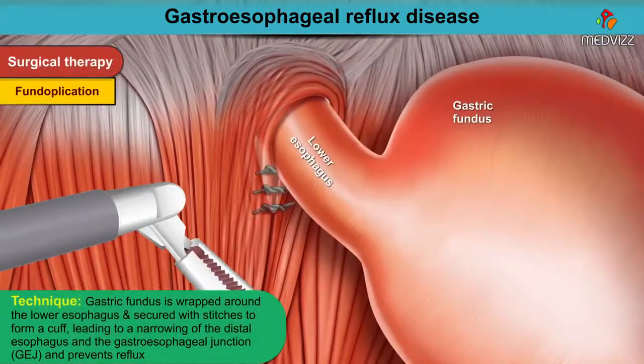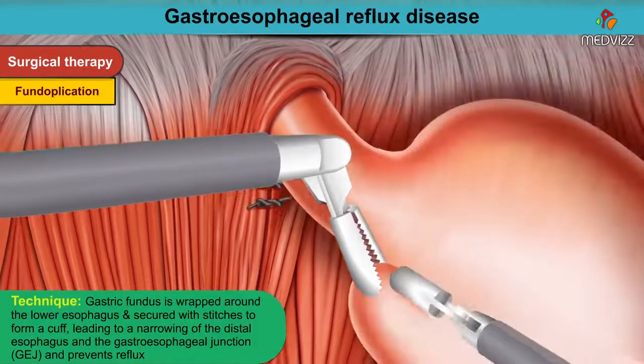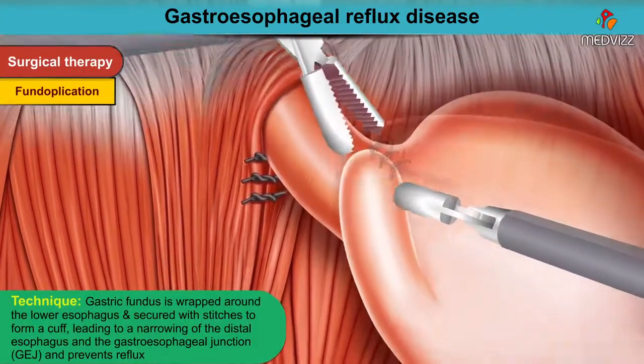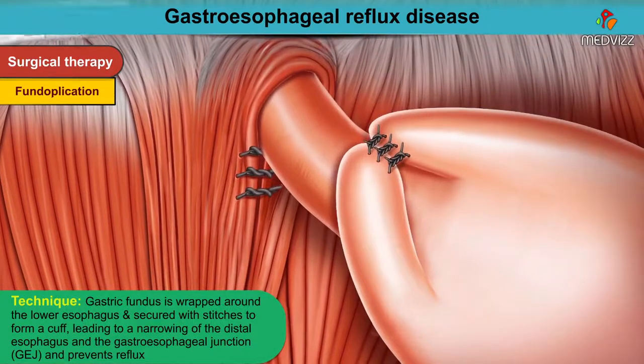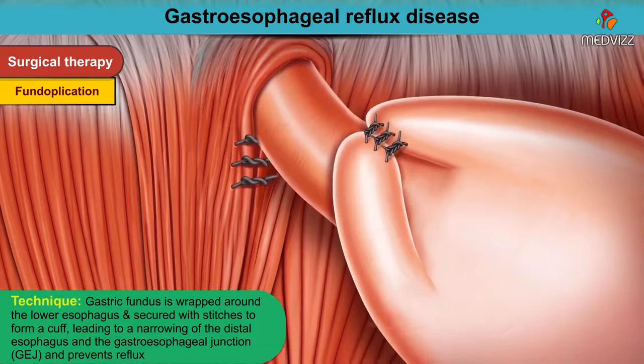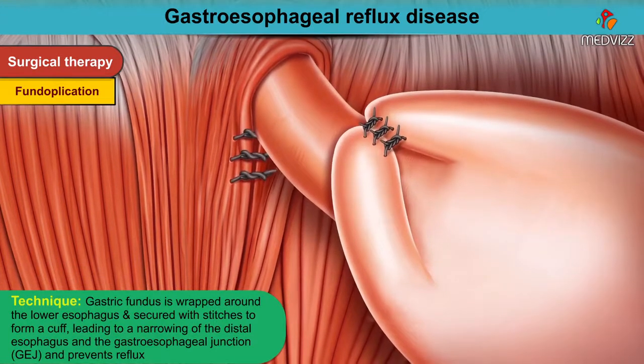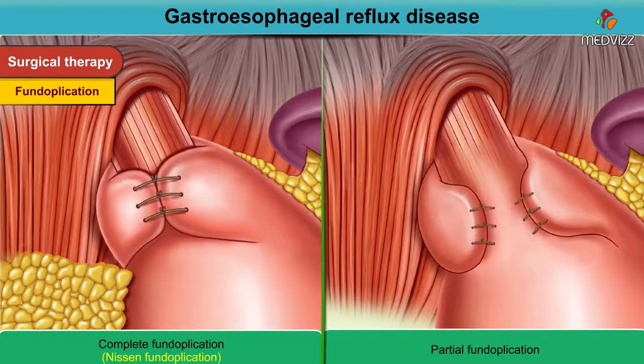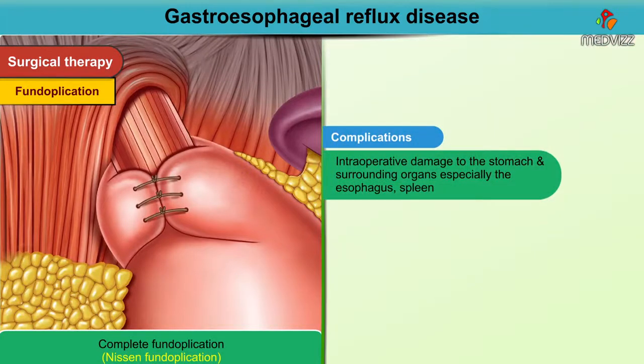The gastric fundus is wrapped around the lower esophagus and secured with stitches to form a cuff, leading to a narrowing of the distal esophagus and the gastroesophageal junction, thereby preventing reflux, as shown here. Nissen's fundoplication is complete fundoplication, and the complications involved are intraoperative damage to the stomach and to the surrounding organs, especially the esophagus, spleen, the lungs, or the pleura, sometimes leading to pneumothorax.